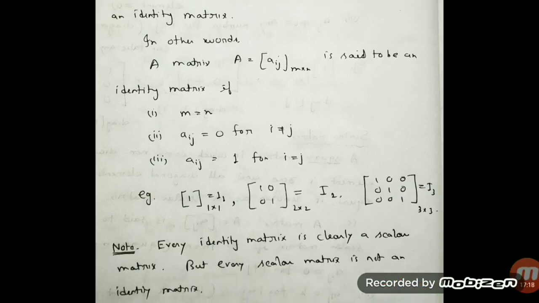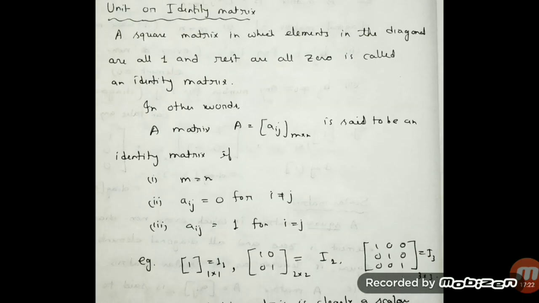So these are your examples of identity matrix. Now from here we understand that every identity matrix is a scalar matrix, but is every scalar matrix an identity matrix? Is it correct? Obviously not, because the scalars are equal but not equal to 1. In case of identity, they are equal to 1. Obviously they will be equal.